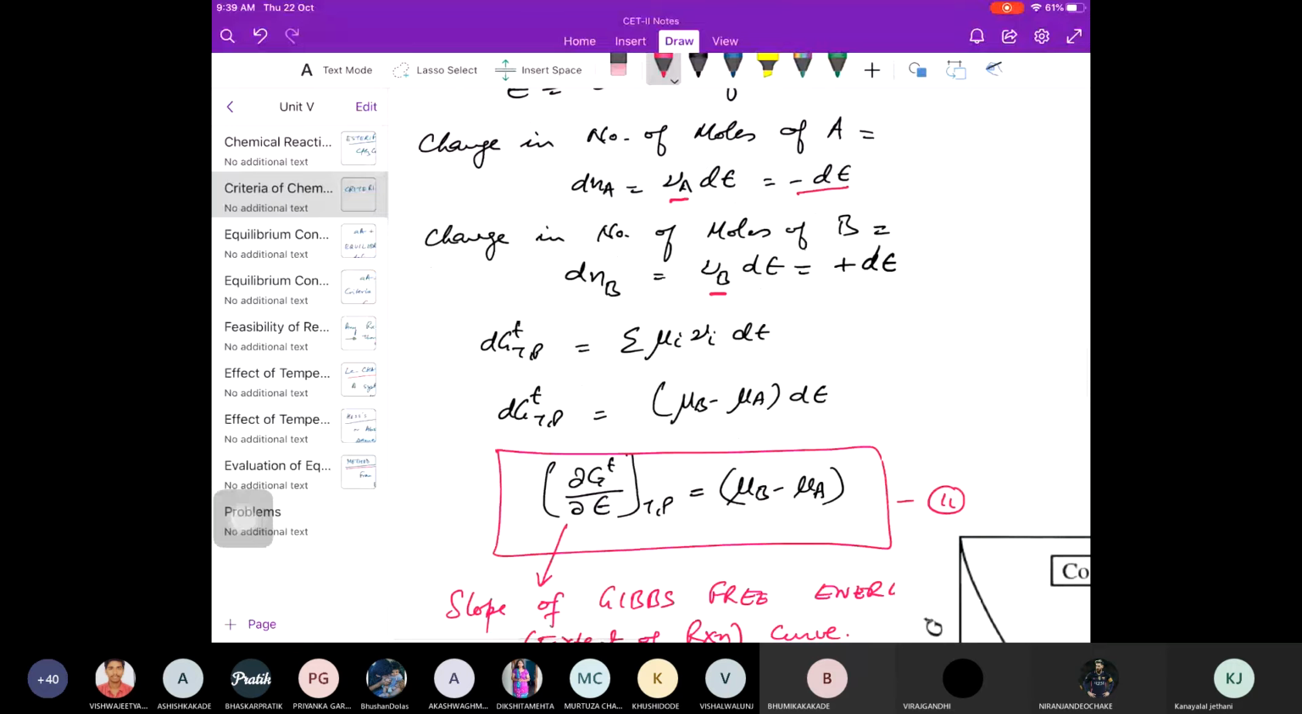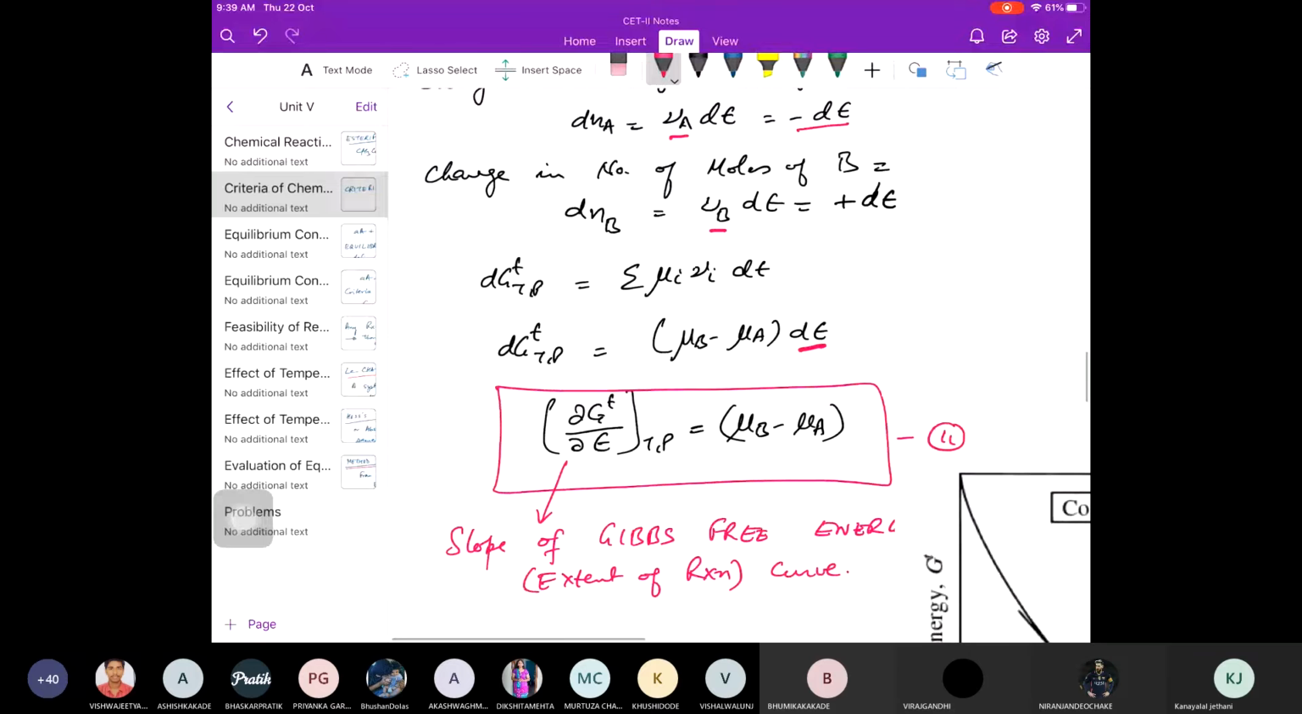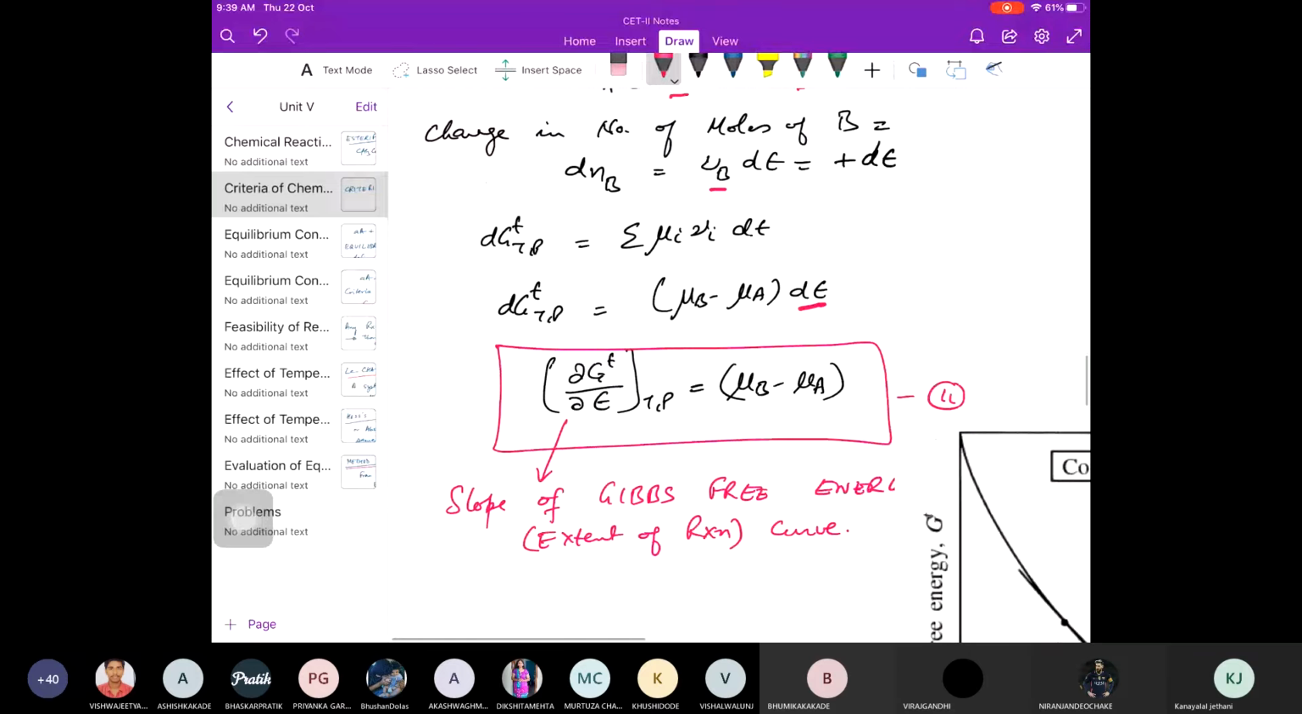Okay, so we can write, if we take this out here, we get ∂G/∂epsilon at constant temperature and pressure is equal to mu B minus mu A. And this left hand side is nothing but the slope of the Gibbs free energy versus extent of reaction curve.